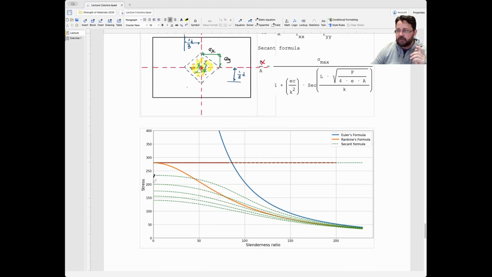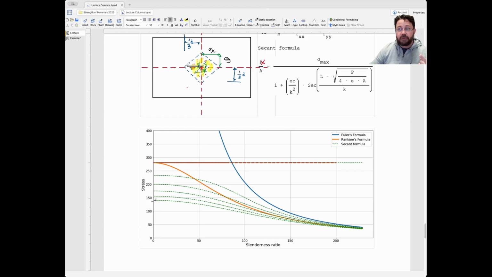And when I plot the curve related to the secant formula, which is here in green dotted lines, varying the eccentricity coefficient, I think it's called. Why I forgot that. Eccentricity coefficient. The capacity of resistance of your column is reduced.